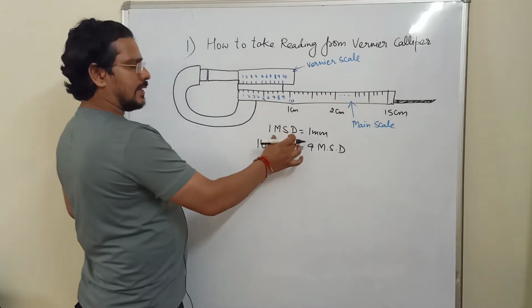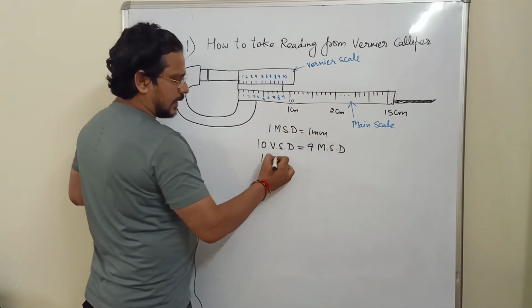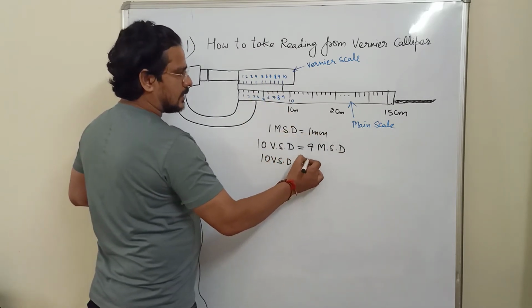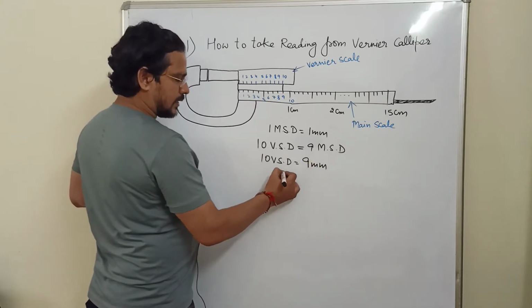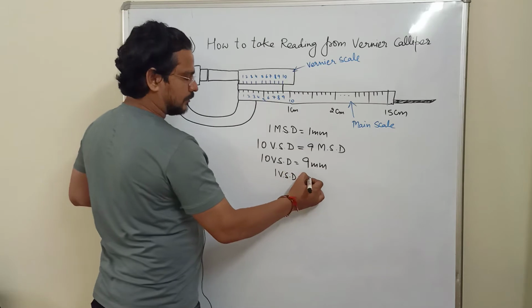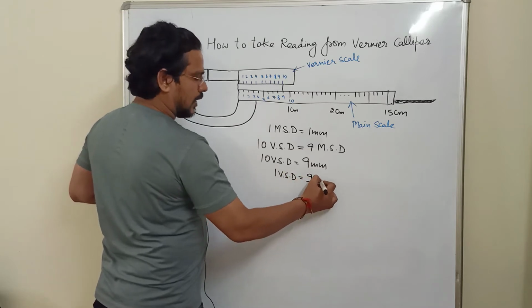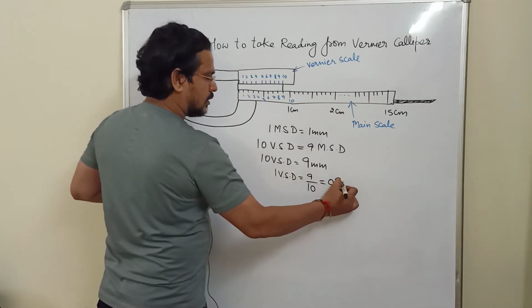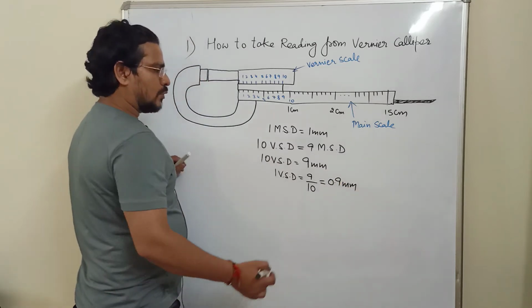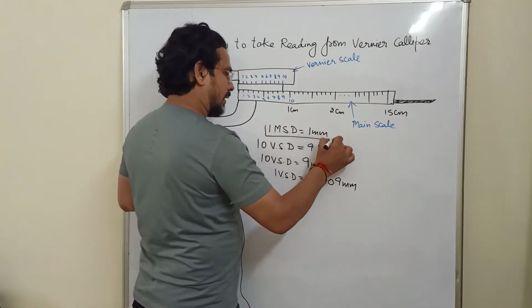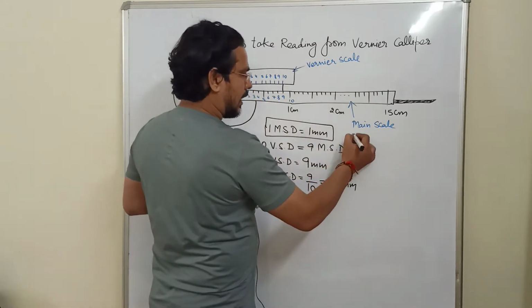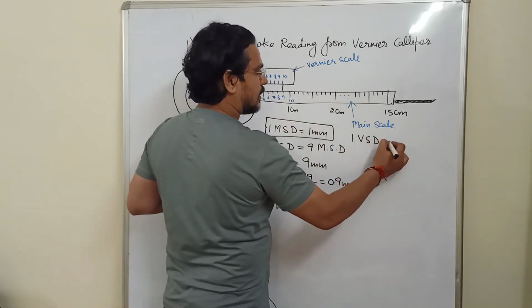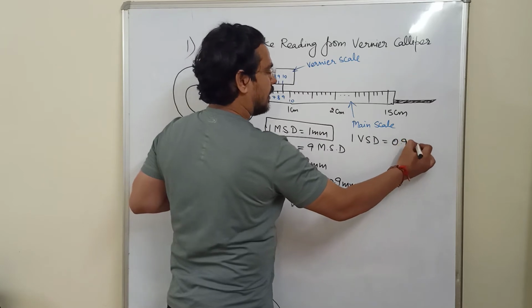We know that main scale division is of 1 mm. So we can say 1 vernier scale division is equal to 9 by 10, 0.9 mm. So you keep these two things in your mind very firmly, that one main scale division is of 1 mm and one vernier scale division is of 0.9 mm.